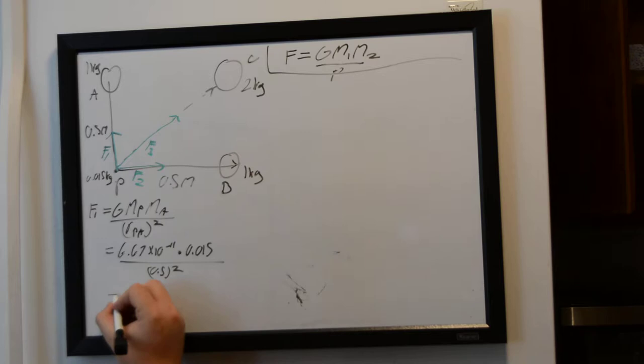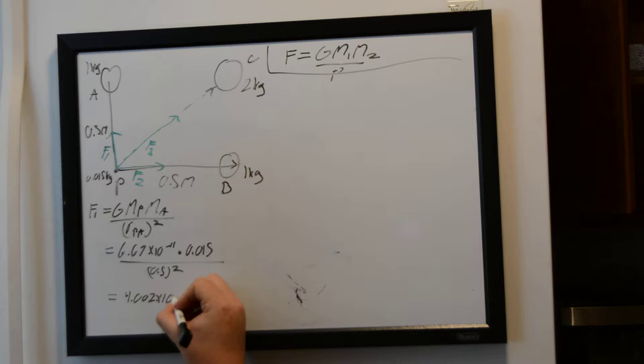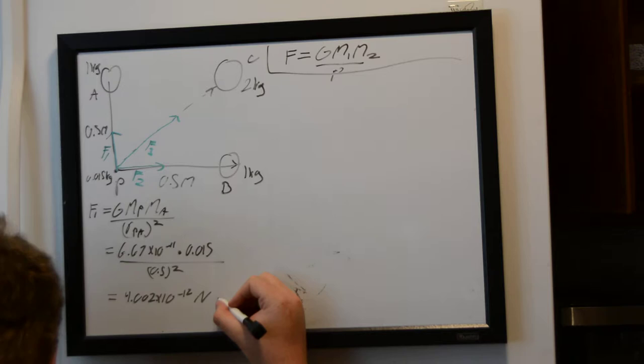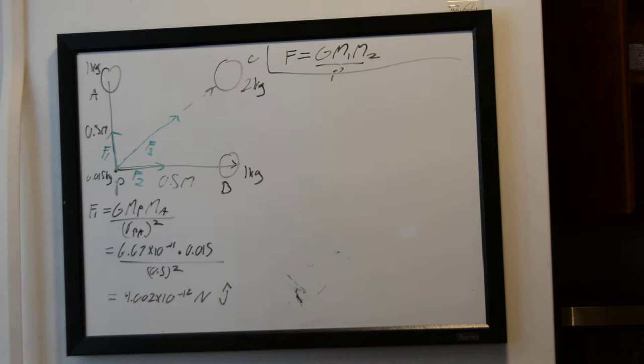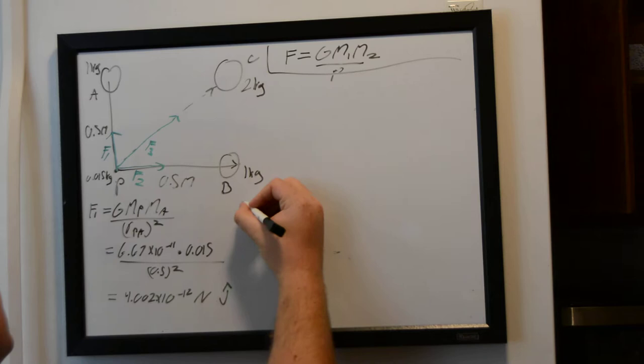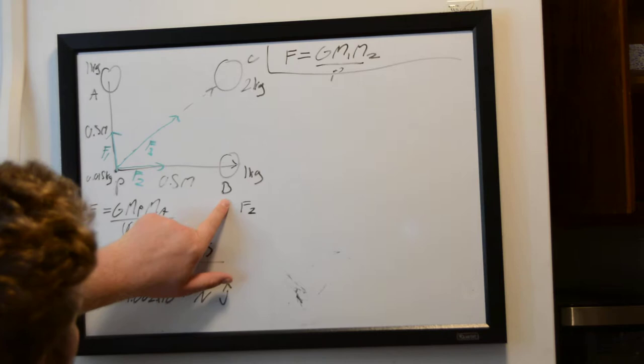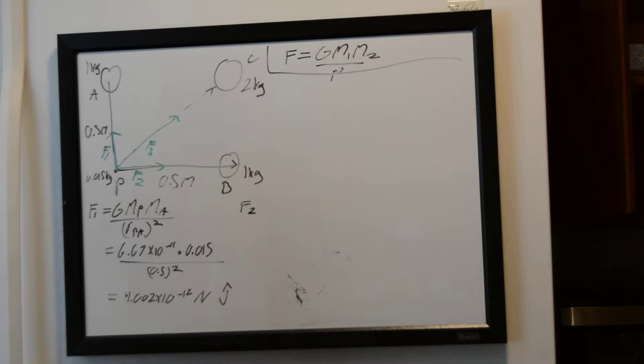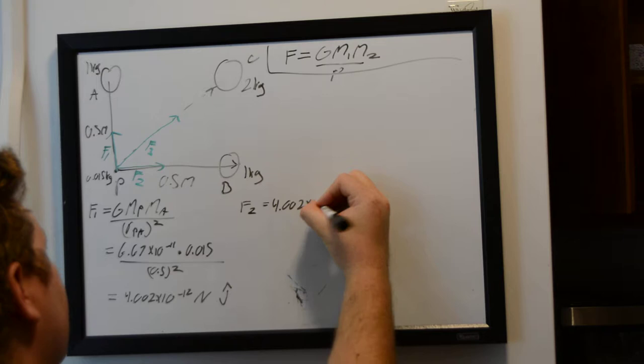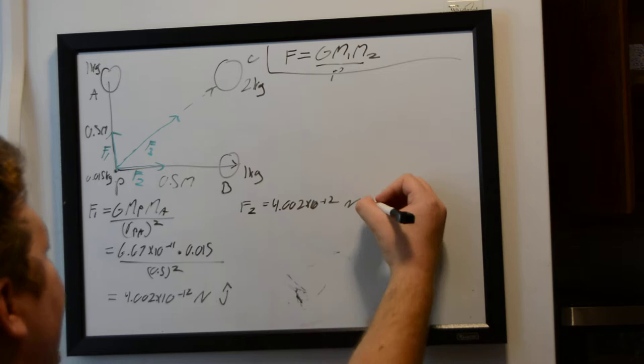So we can go ahead and do all this math, and that comes out to be 4.002 times 10 to the negative 12 newtons. And we write this down as j hat, just the convention for vectors, j hat is the y direction. And then we have our force 2, which is actually pretty easy because all the variables are the same. It's the same distance away from our particle P, and it's the same mass as our particle A. So we can just write that force 2 is 4.002 times 10 to the negative 12 newtons, and that is in the i hat or the x direction.